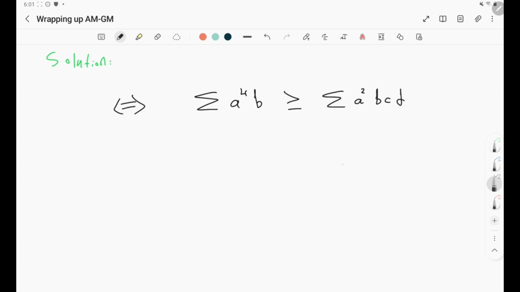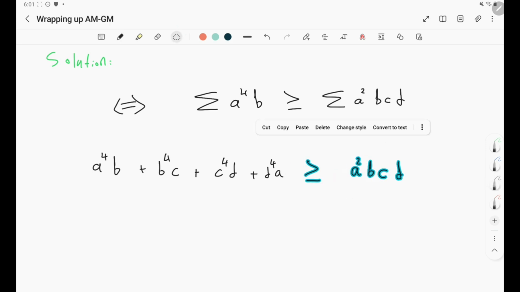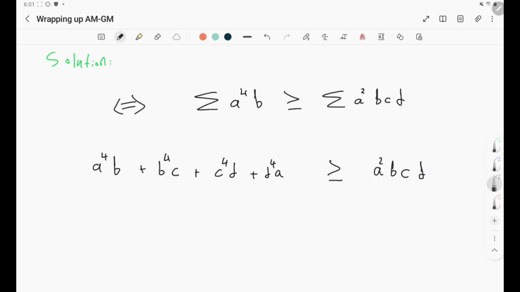The idea is simple. We want to get A squared BCD somehow from the combination of these numbers. Of course, that requires us to write the four terms in order for us to know what we should pick. So let's just write them. A to the 4B. We also have B to the 4C, and also C to the 4D, and we also need D to the 4A. We just need to combine these somehow to get A squared BCD. So let's think, how can we do that?